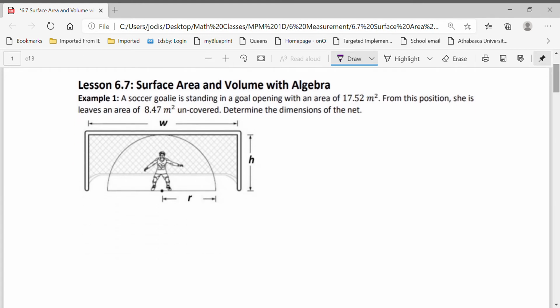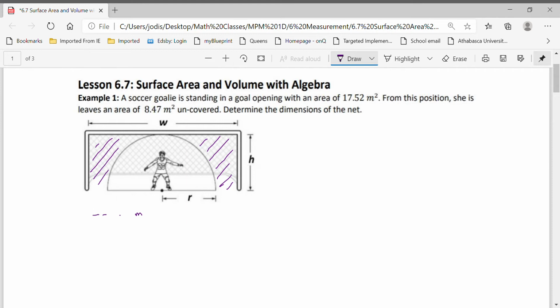Okay. So example 1, we've got a soccer goalie standing in a goal opening with an area of 17.52 meters squared. So we know the area of this. From this position, she leaves an area of 8.47 meters uncovered. All right, so that would kind of be like this part. Okay. And then we want to determine the dimensions of the net. Okay. So how do we figure this out here?